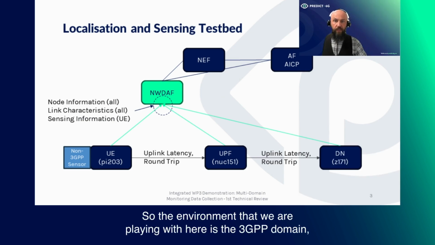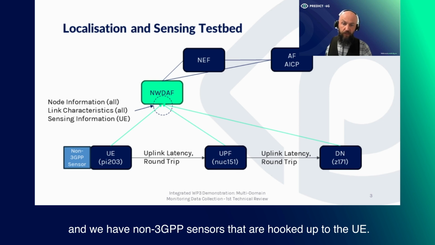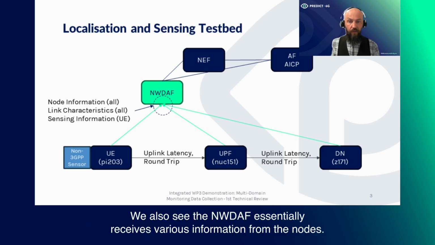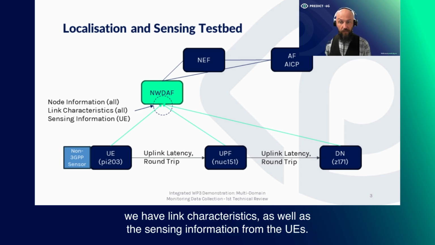So the environment that we are playing with here is the 3GPP domain that is illustrated on this slide, where we have a UE, a UPF, as well as a data network. And we have non-3GPP sensors that are hooked up to the UE. We also see the NWDAF that essentially receives various information from the nodes. So we have node information, we have link characteristics, as well as the sensing information from the UEs.